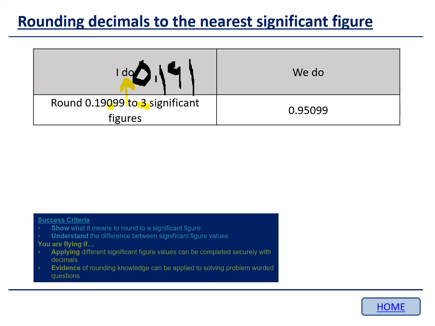Have a go that we do. 1, 2, 3, 99, 0.951. Well done if you got it right.